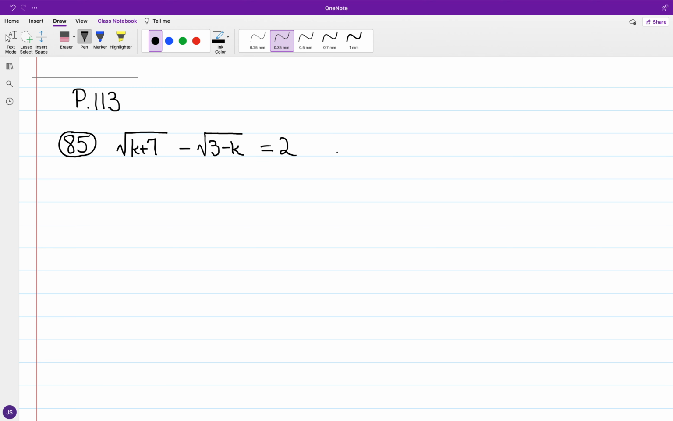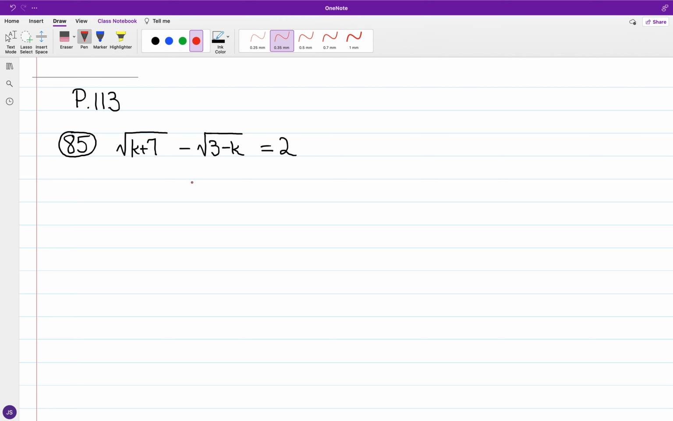We have a radical equation that consists of two radical terms, the first of which is the square root of k plus 7, and the next is the negative of the square root of 3 minus k. The difference between the square root of k plus 7 and the square root of 3 minus k is said to be equal to 2. And we want to determine just what the value of k is.